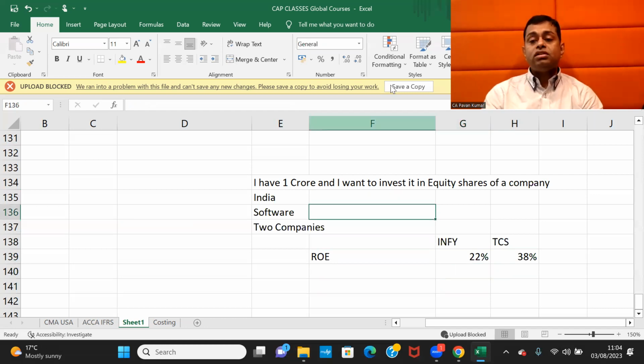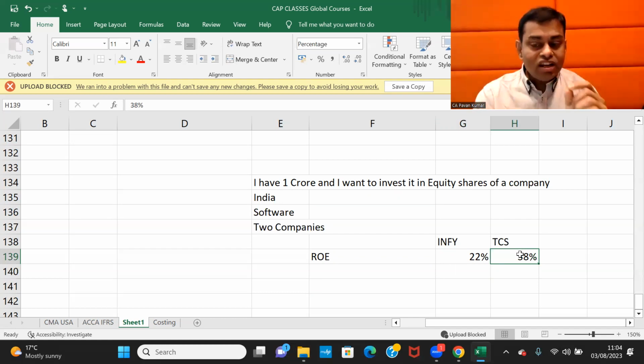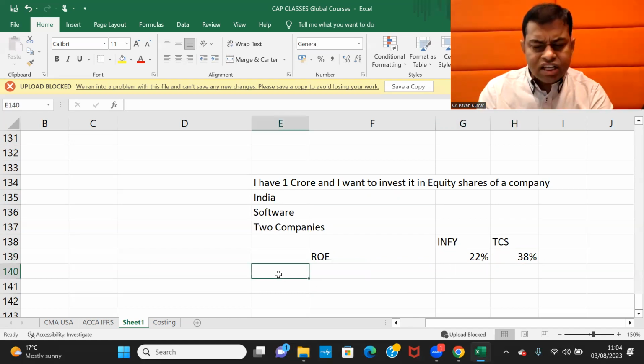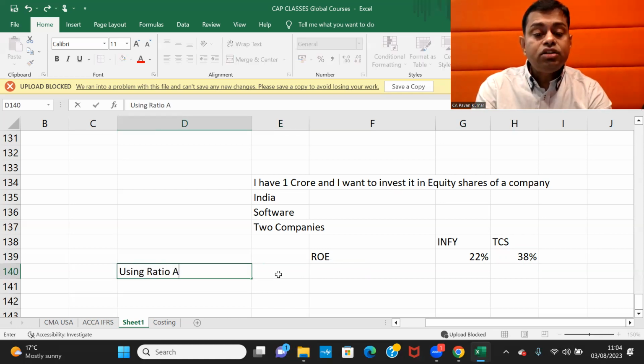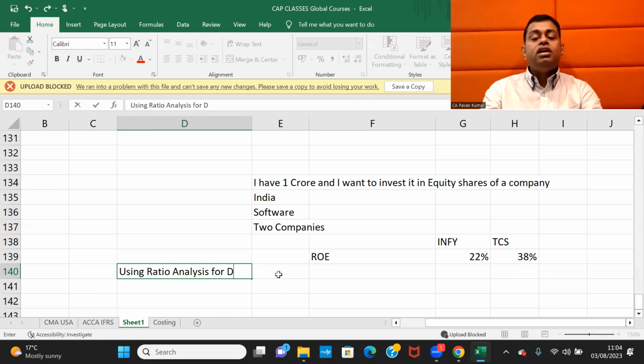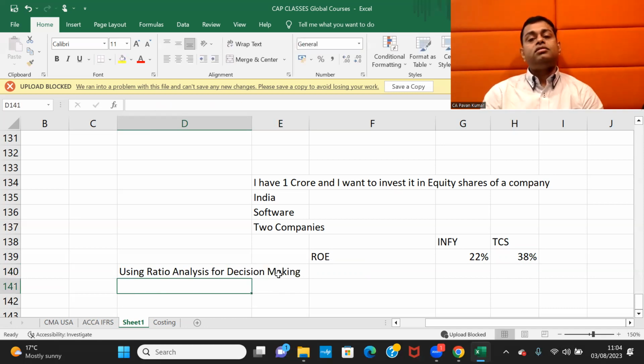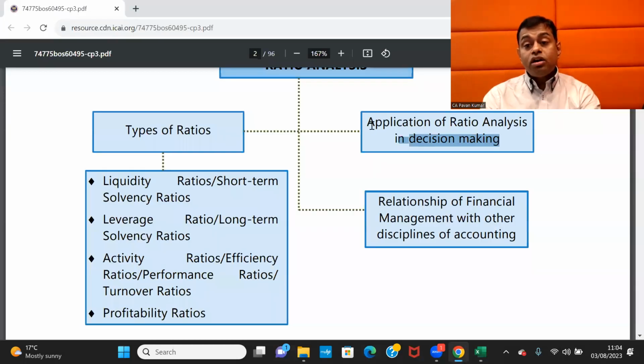You have 1 crore rupees. Will you invest money in Infosys, you'll earn 22, or you'll invest in TCS? Obviously, you'll invest in TCS. No? So don't you think what you have done just now is using ratio analysis for decision making? Oh my God. You understand it? So this is the application of ratio analysis in decision making. So far clear everything? Can we move further?